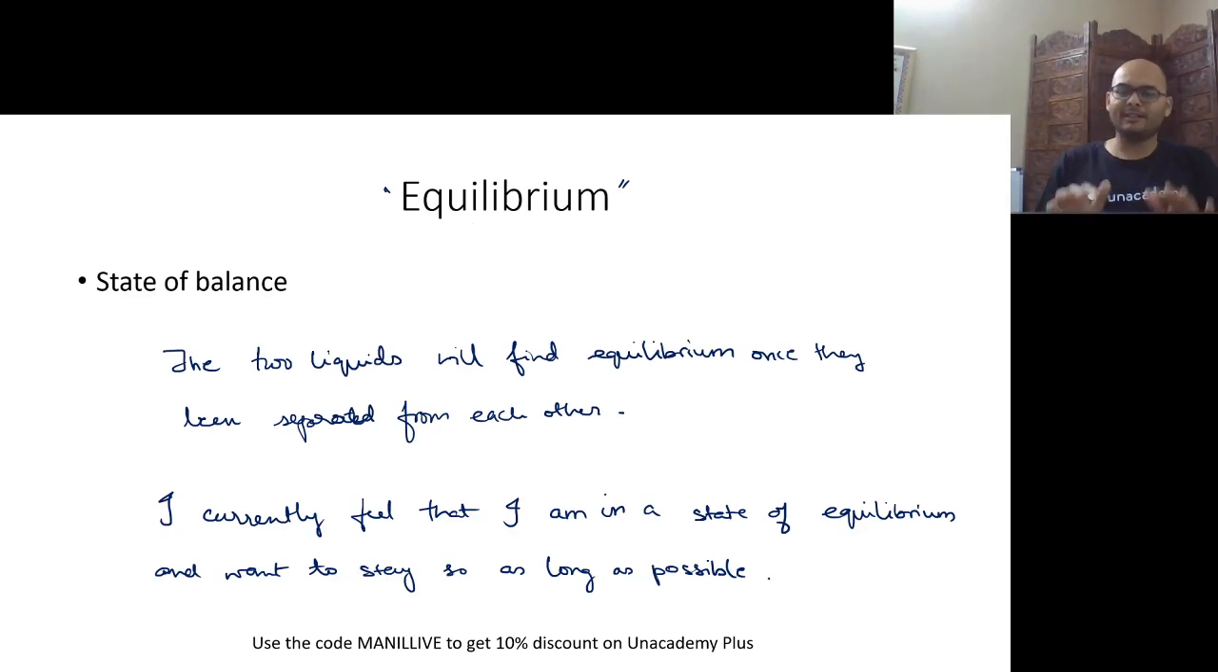Equilibrium, when things are in balance, right? So for example, right now the weather in Ahmedabad somehow has found equilibrium. It's neither cold, well, it's never cold, and it's not too hot, so it's pleasant, all right? So it is in equilibrium.